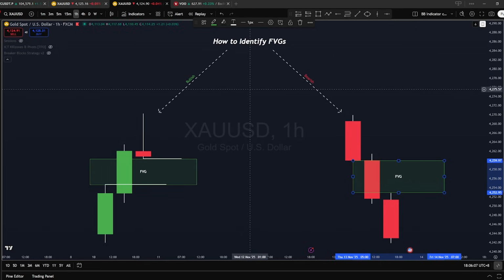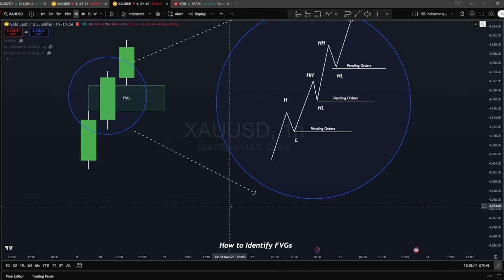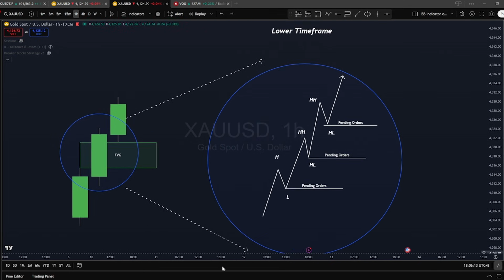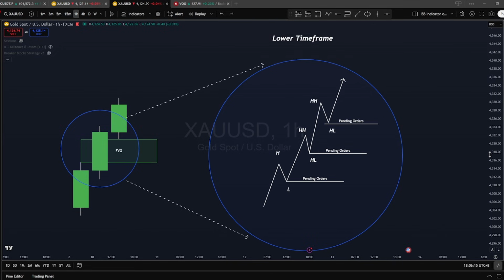What is the theory behind fair value gaps? Okay? So this is the theory right here. I want you to really focus on this. What happens inside this fair value gap, and why is this going to be considered a fair value gap? Why are there pending orders right here?